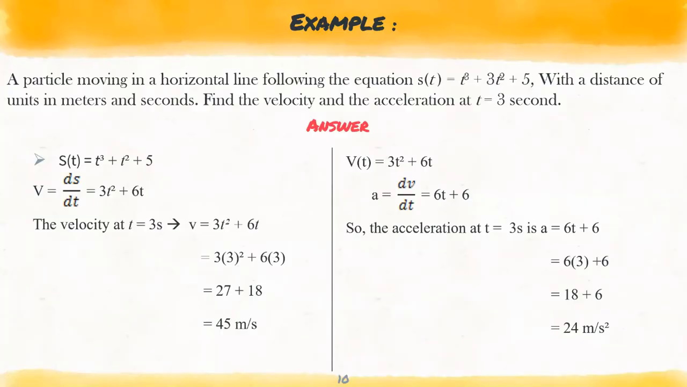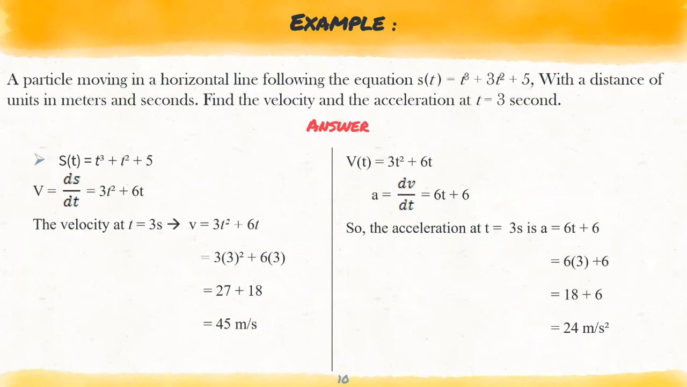A particle moving in a horizontal line follows the equation s(t) equal to t cubed plus 3t squared plus 5, with distance in meters and time in seconds. Find the velocity and the acceleration at t equal to 3 seconds.